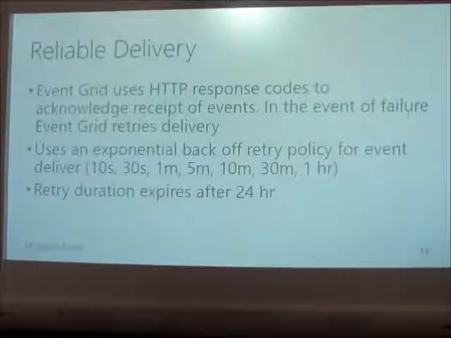So for reliable delivery, Event Grid uses HTTP response codes to acknowledge receipt of events. If there's ever a failure, it will perform retries using an exponential back-off retry policy. It'll start at 10 seconds, then 30 seconds, a minute, 5 minutes, 10 minutes, 30, up to an hour. When it hits an hour, it's going to go every hour until it hits 24 hours. At that point, the message is just gone.